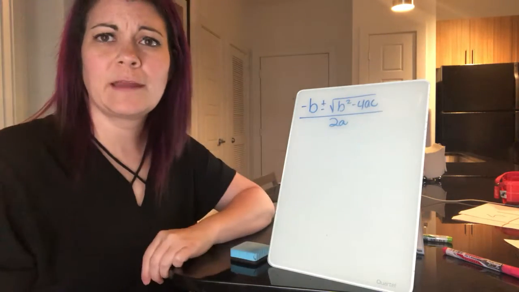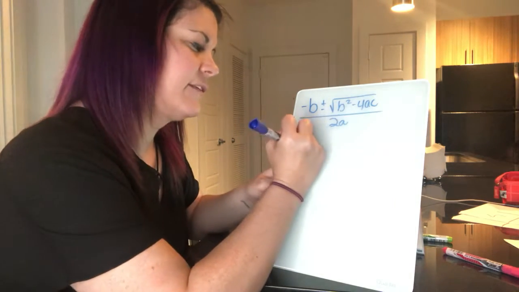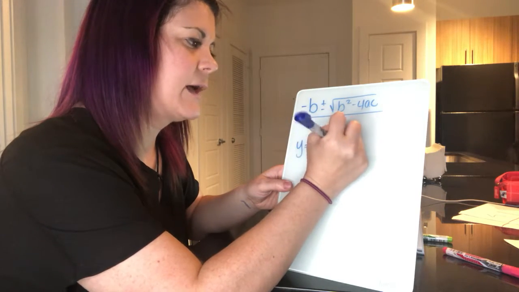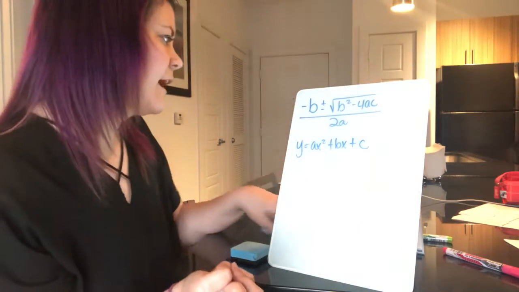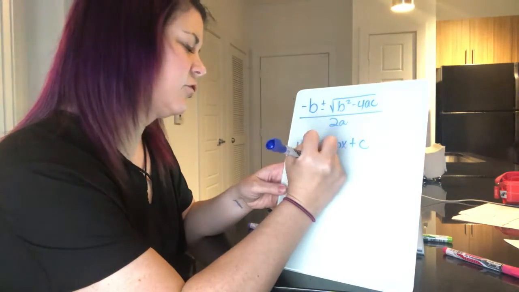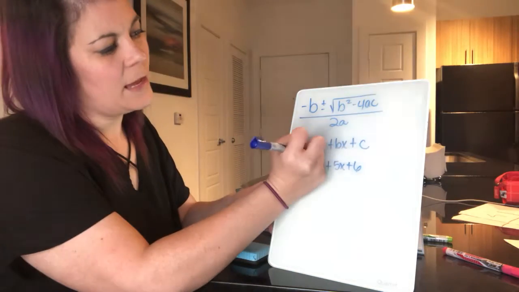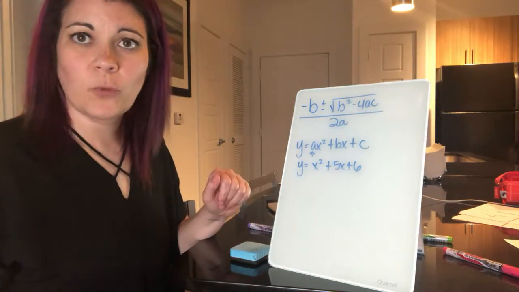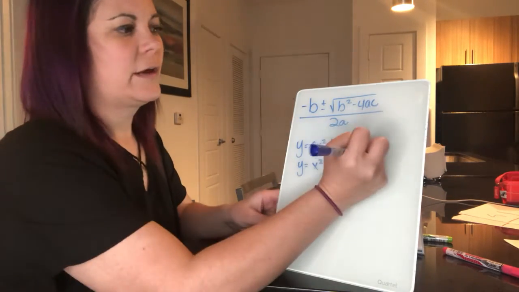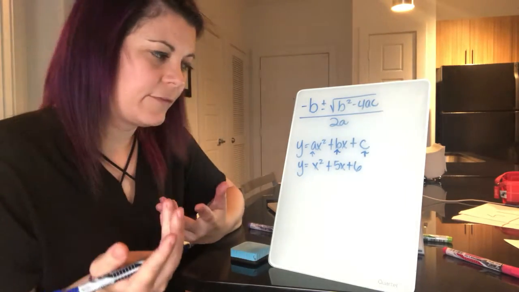And you're probably thinking, well, what is a? What is b? What is c? That comes from the standard form of writing a polynomial, ax squared plus bx plus c. So if I have a polynomial, let's just take this one, y is equal to x squared plus 5x plus 6. The a is the coefficient in front of the x squared. The b is the coefficient in front of the x. And the c is always your constant. And remember, a constant is a number that doesn't have the variable.